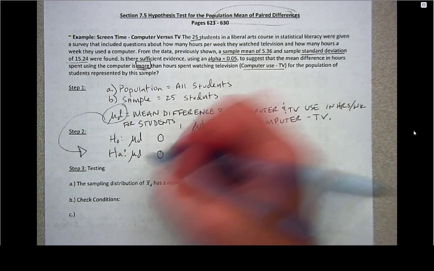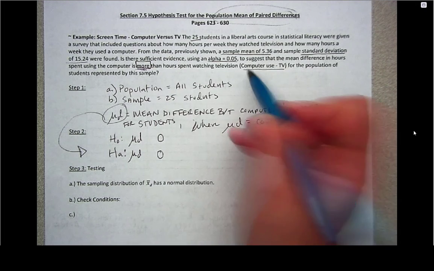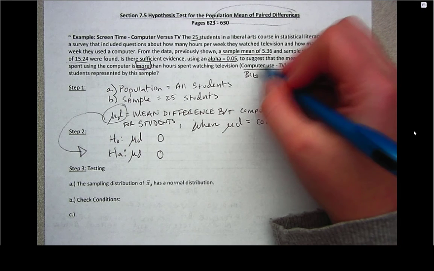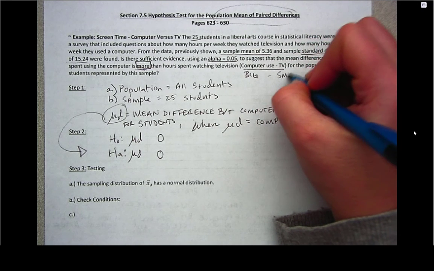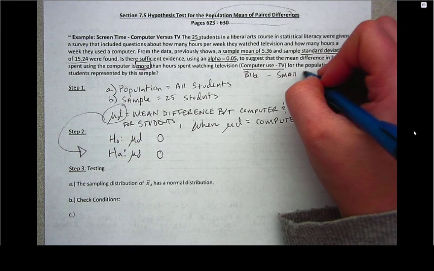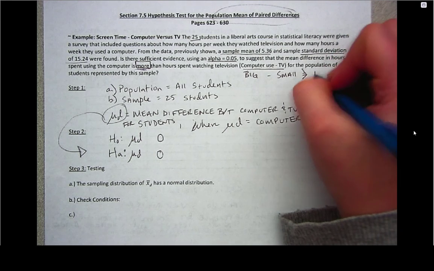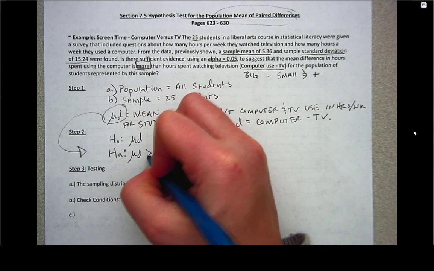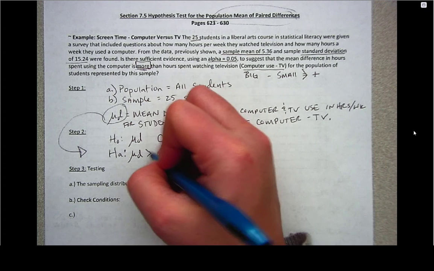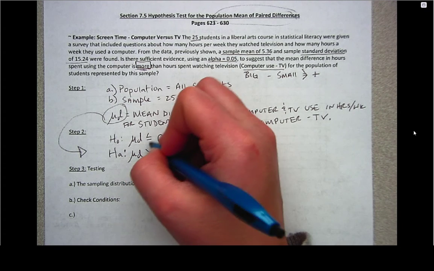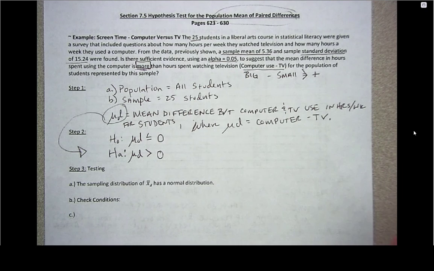Also, knowing the direction it is from 0 can tell you which of the two measurements is larger. So here, because we want to show that computer is more than TV time, I expect computer to be the bigger of the two, and then TV time would be the smaller. And so then I expect that this is going to be a positive difference, or that's what I'm hoping to show. And so my alternative is going to be mu sub d is greater than 0. And we've learned in the past that that would make the null less than or equal to.